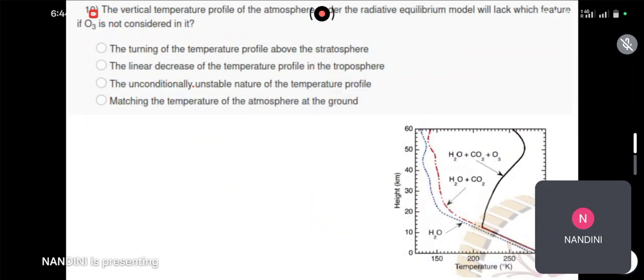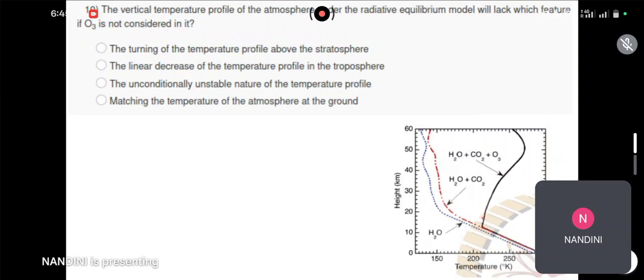Now, next question. The vertical temperature profile of the atmosphere under the radiative equilibrium model will lack which feature if ozone is not considered? If we are not considering ozone when determining the vertical profile of the atmosphere, which feature will not be there? Here you can see the heating in case of water vapor and in case of carbon dioxide, separately for short wave and long wave. Here we have combined them. The black line is for water vapor, carbon dioxide, and ozone combined. As you can see, the profiles of water vapor and water vapor plus carbon dioxide are actually leading to a cooling in the stratosphere also.